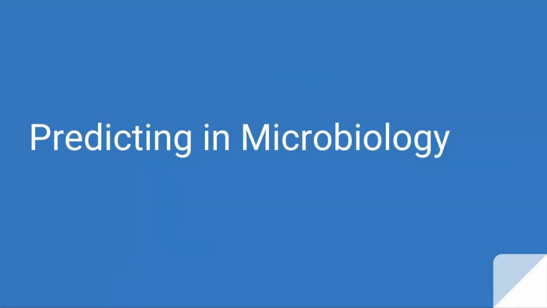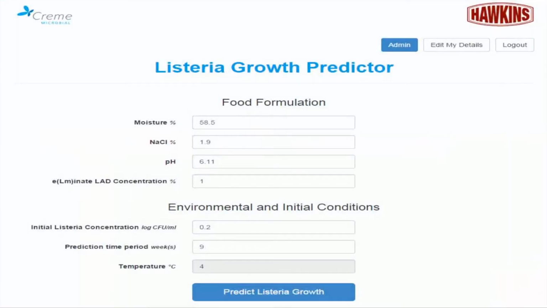But on to more successful cases and more applicable examples in food safety. So the first one I want to talk about is predictive microbiology. This is an example of a predictive model we developed for a company called Hawkins. Hawkins make antimicrobial ingredients, for example, this one that they make called Eliminate, which is used to control the growth of Listeria monocytogenes in ready-to-eat foods.